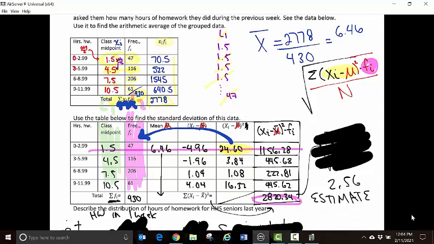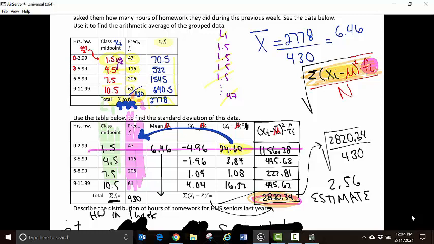Okay, so if we did that now, we know that we've done the yellow numbers times the pink numbers, the difference squared times the frequency, and we're adding them up. So that's this value right here. This is my whole numerator, and I'm going to plug it into my formula. Divided by the total number of kids surveyed, and I did 430, not 429, because it was not a sample. Take the square root, and we estimate that the standard deviation is 2.56.